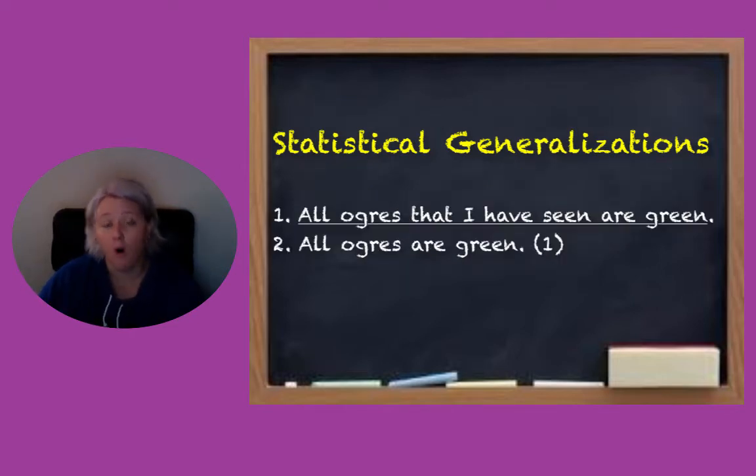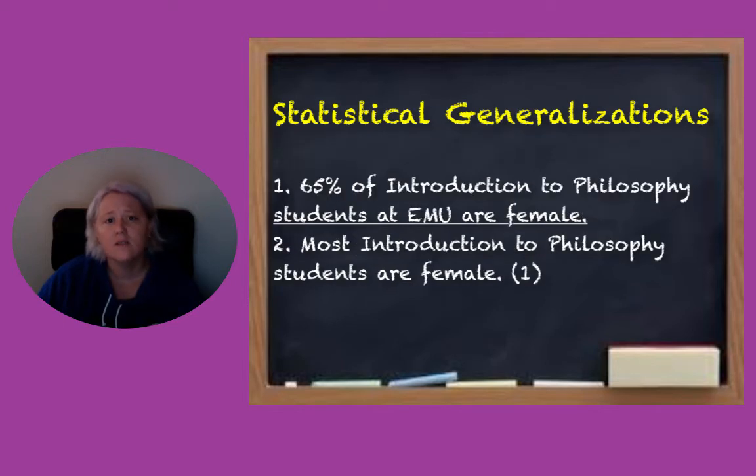So, for example, all ogres that I've ever seen are green, therefore all ogres are green. So we take a poll or a set of data based on a sample population, whether that's people or objects in the world, and based on that sample, we make a generalization about the overall population. So, for example, 65% of introduction to philosophy students at Eastern Michigan are female. Therefore, more females take philosophy classes than males.